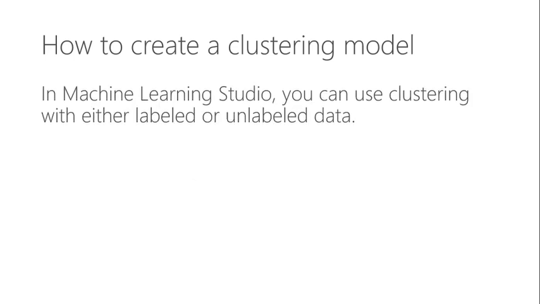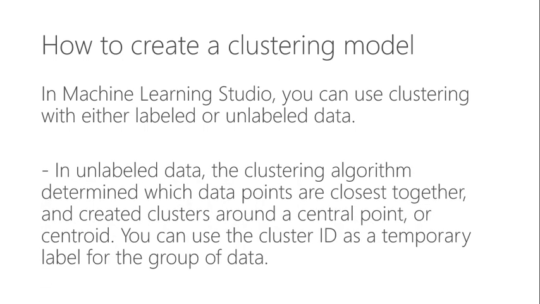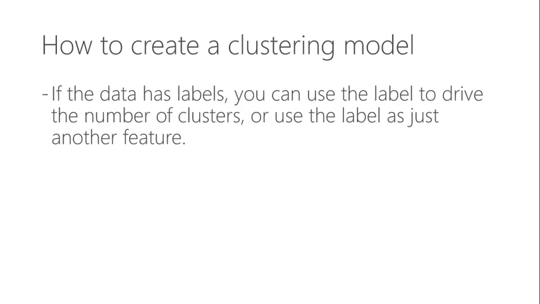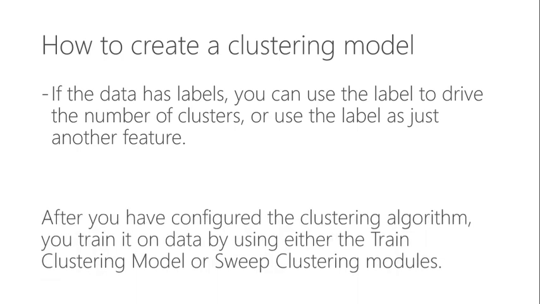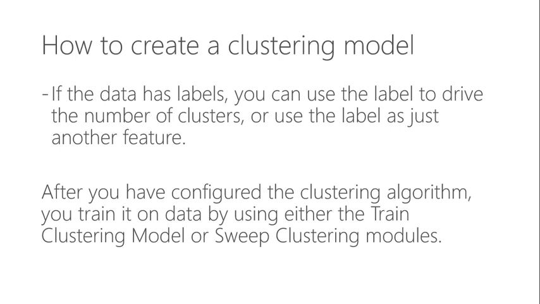How to create a clustering model? In Machine Learning Studio, you can use clustering with either labeled or unlabeled data. In unlabeled data, the clustering algorithm determines which data points are closest together and creates clusters around a center point, or centroid. You can use the cluster ID as a temporary label for the group of data. If the data has labels, you can use the label to drive the number of clusters or use the label as just another feature.